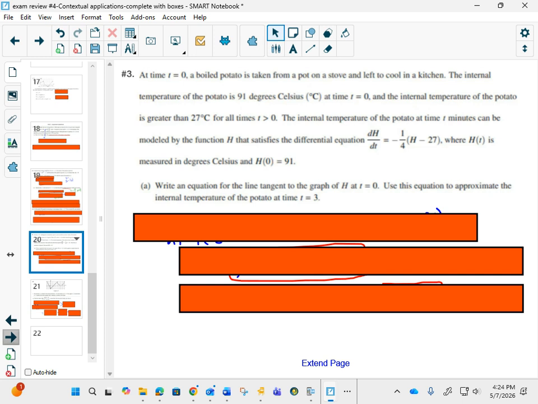Instead of, like, boiled potato taken from a pot on the stove and left to cool in a kitchen, there's the internal temperature of the potato is 91 at time equals 0. Oh, I think it's that. There's like one thing. I see the question.